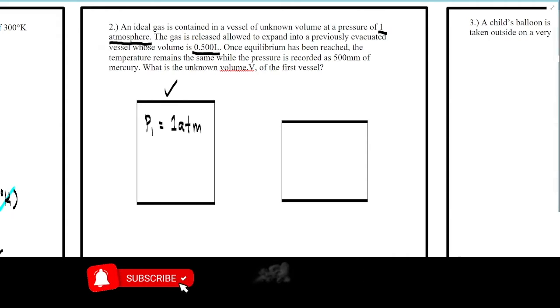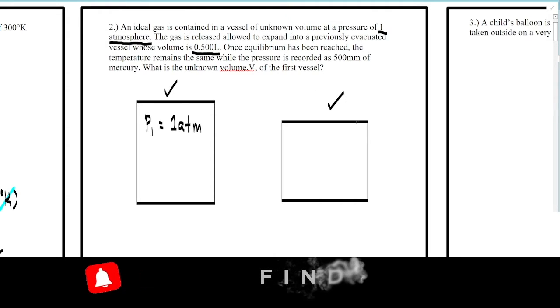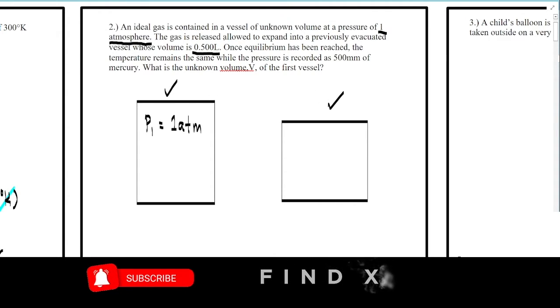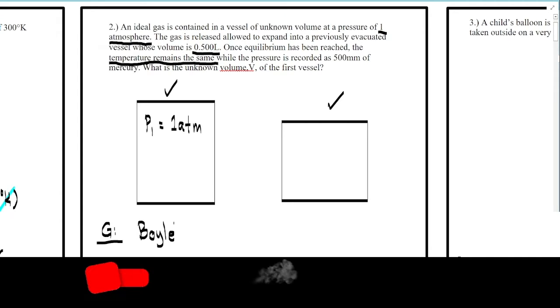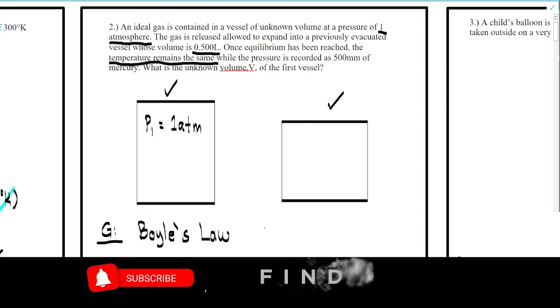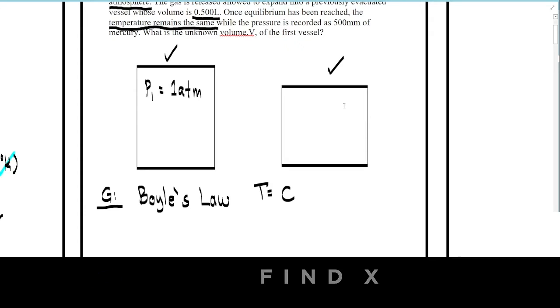Okay. And then what happens is you have to transfer it to another vessel to let the gas expand again. Then once equilibrium has been reached, the temperature remains the same. You have to consider that as very important. Since the temperature is constant, we can already consider this as Boyle's law, where the temperature is equal to C, or constant. Therefore, the temperature remains the same.